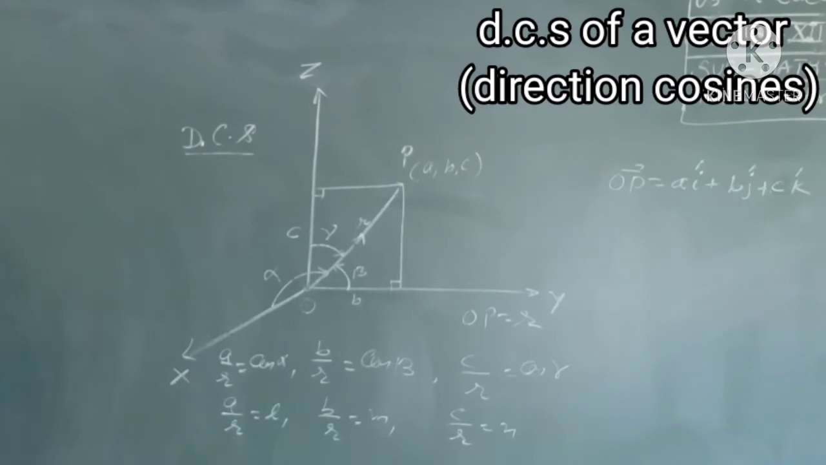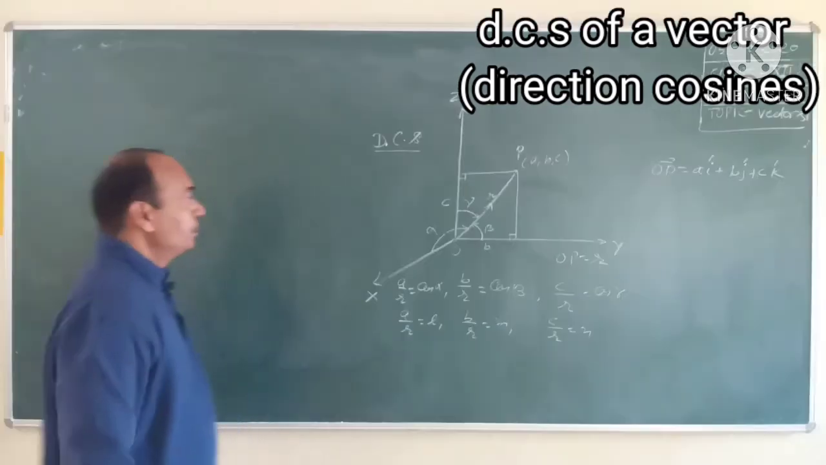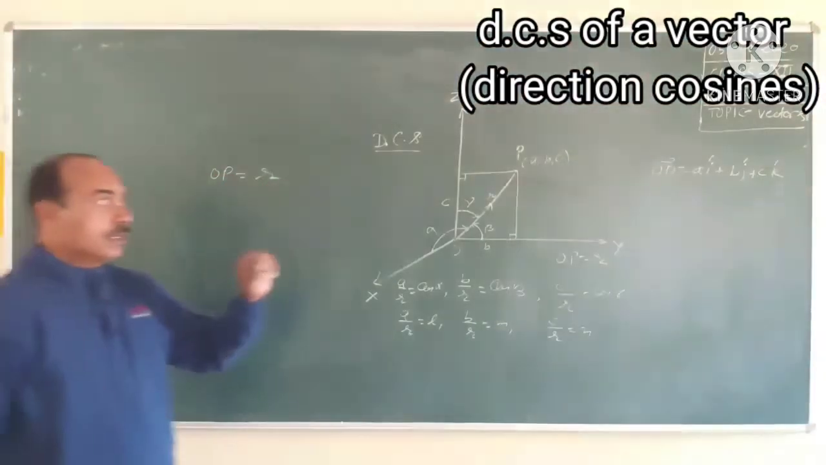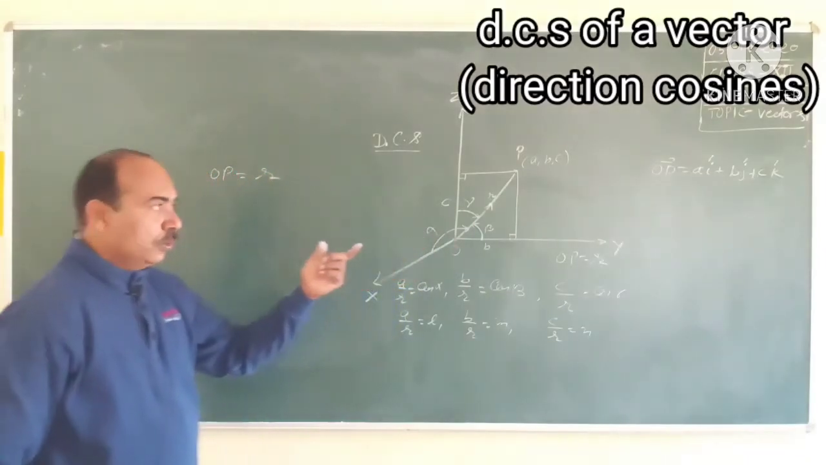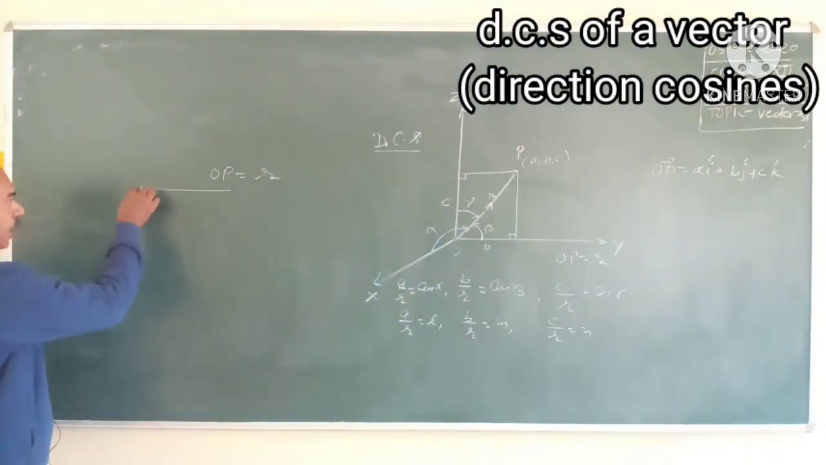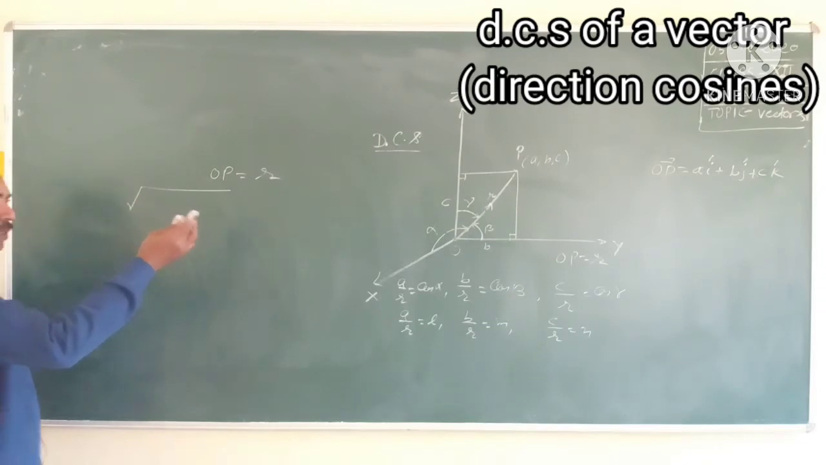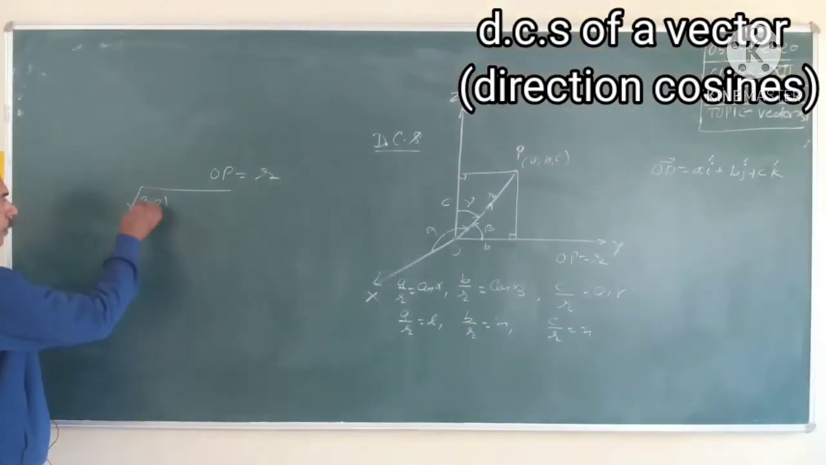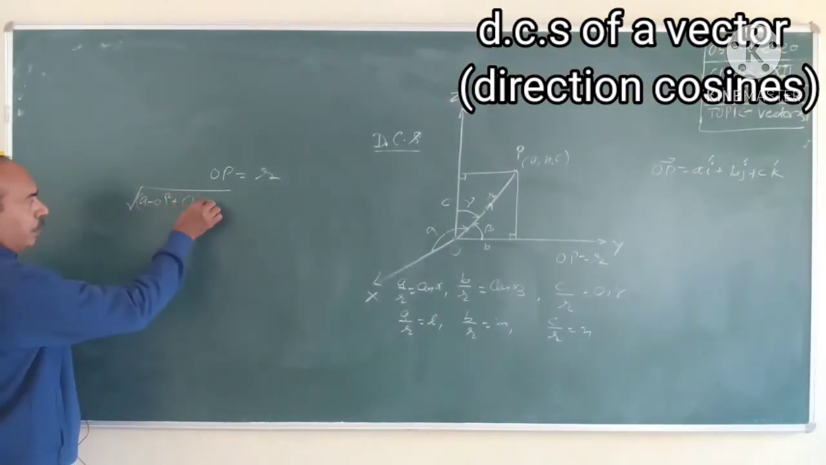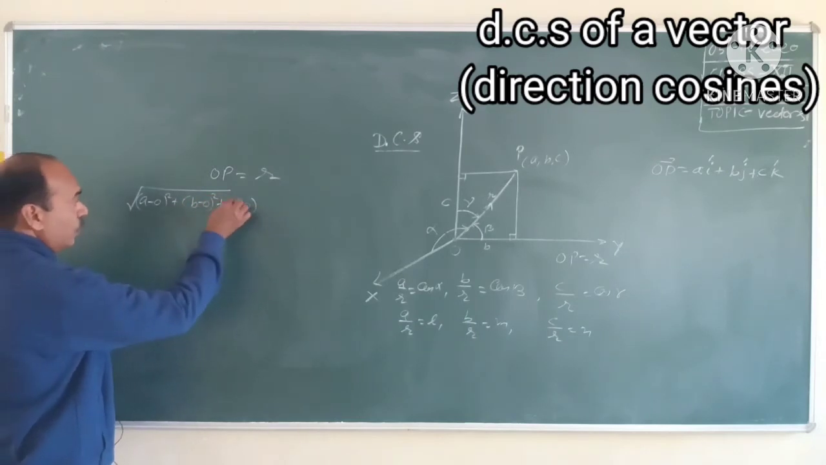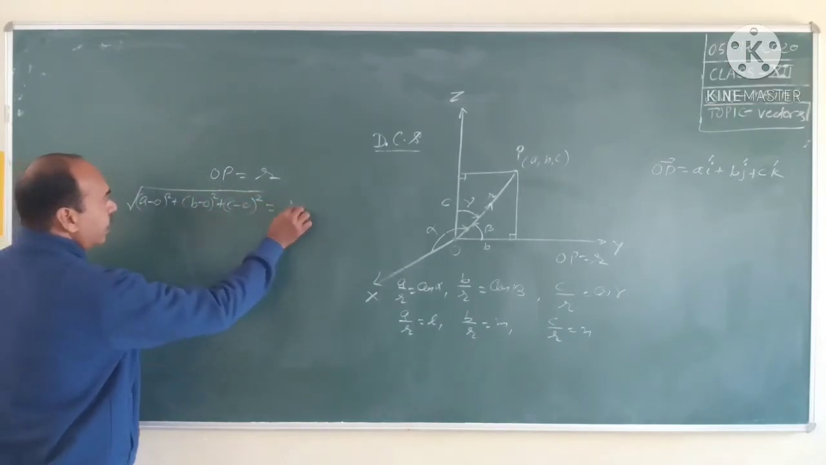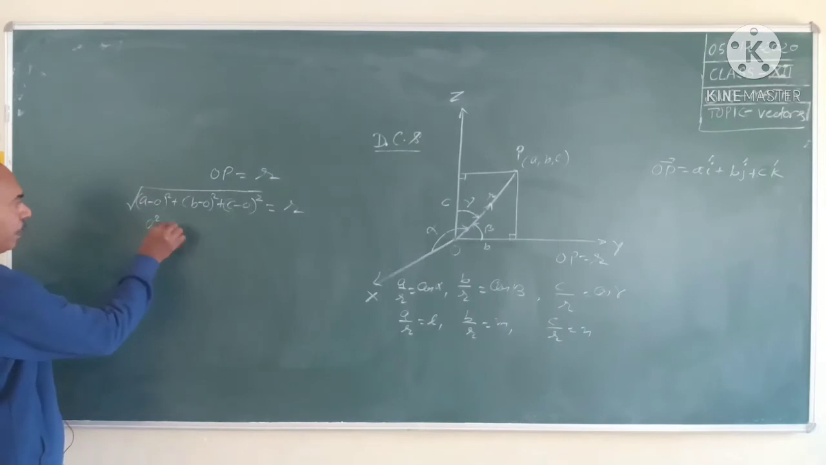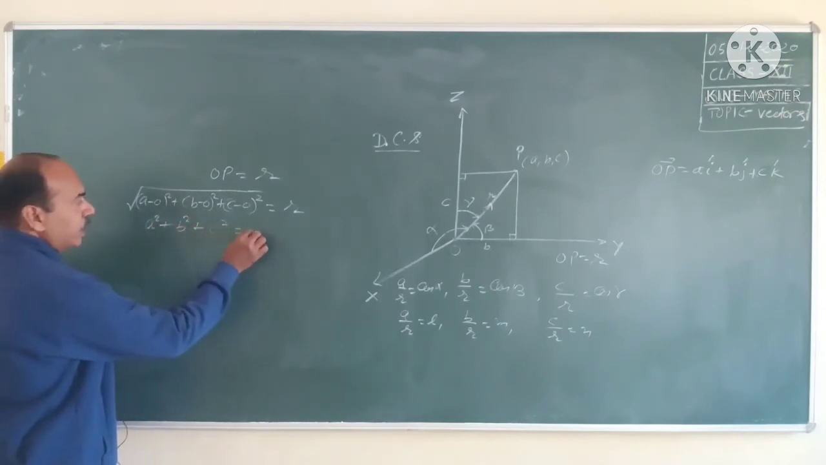Here distance OP is equal to R. If you find the distance using the distance formula, since the origin is 0, 0, 0, our formula is the square root of (x2 minus x1) whole squared, plus (y2 minus y1) whole squared, plus (z2 minus z1) whole squared. So A minus 0 whole squared plus B minus 0 whole squared plus C minus 0 whole squared. This is the distance formula, and that side R stays as it is. Squaring both sides, you get only A square, B square and C square on one side, and R square on the other.